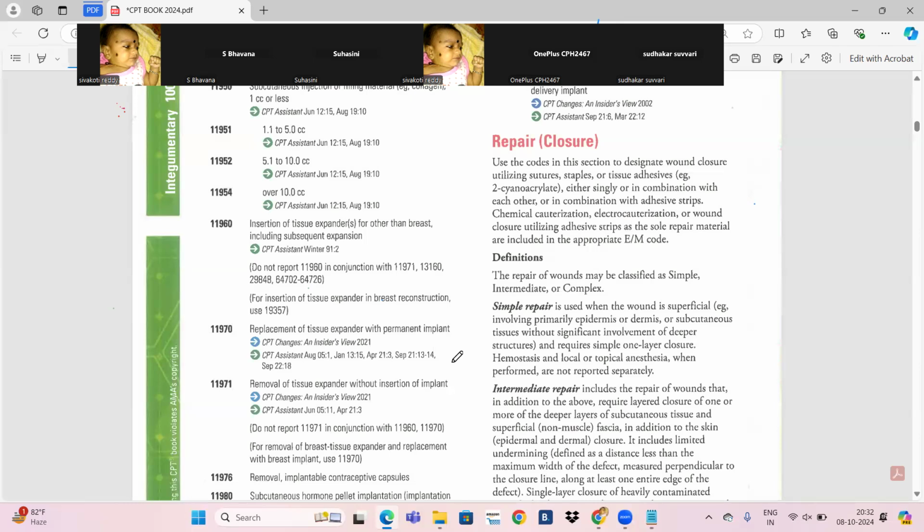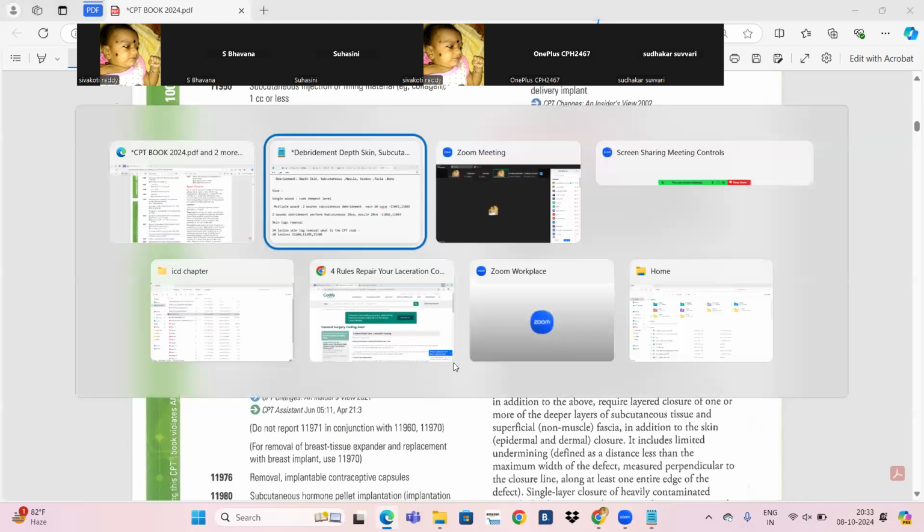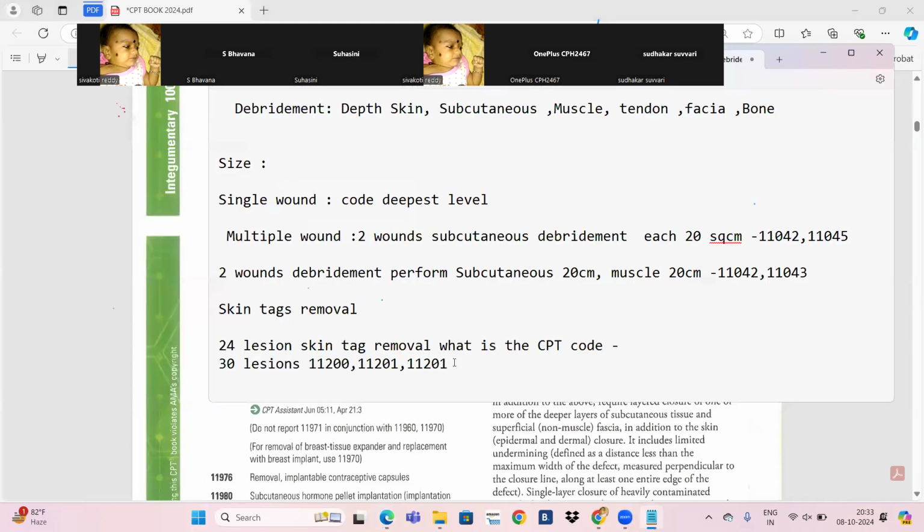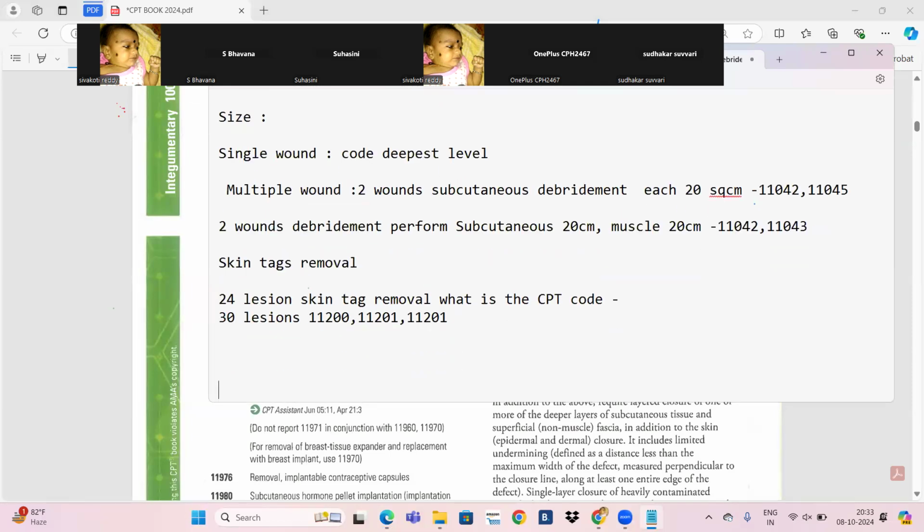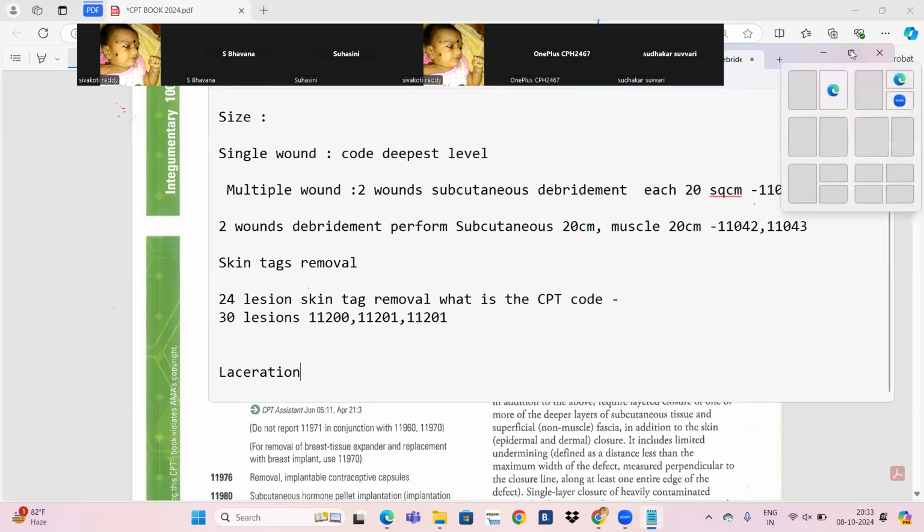In this concept, we have guidelines. Remember this concept carefully. You will get one case scenario and one multiple choice question in this concept. Laceration repairs. First thing, laceration means wound closure, okay? Wound closure.